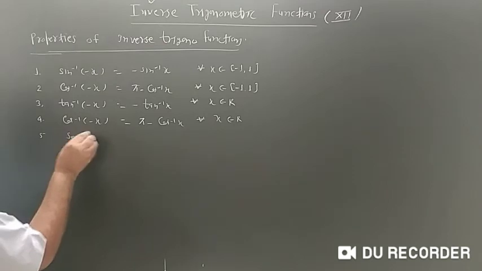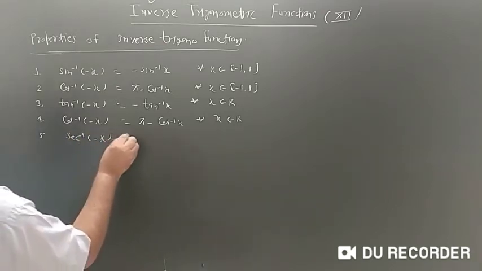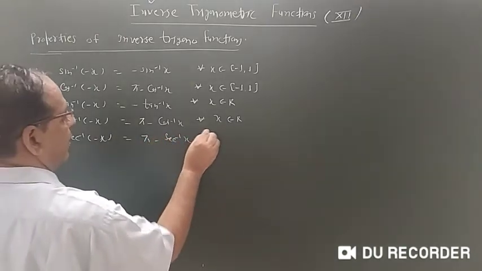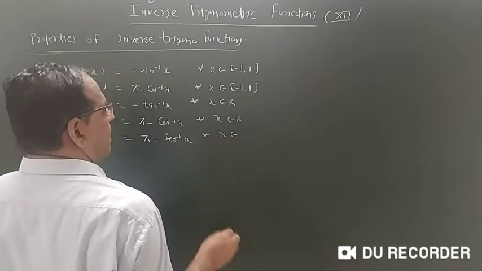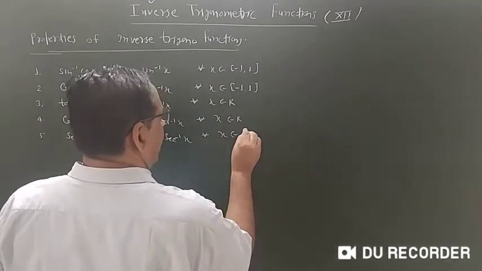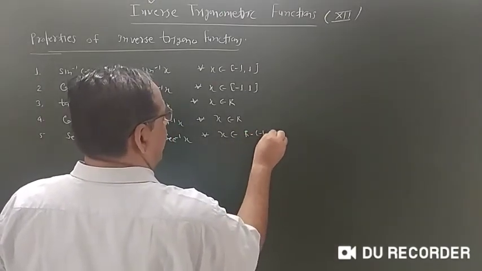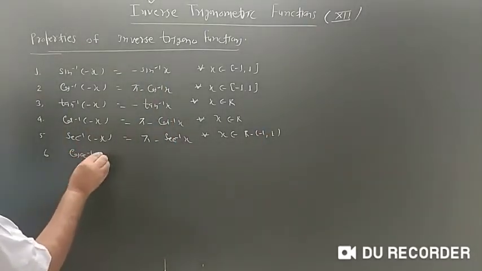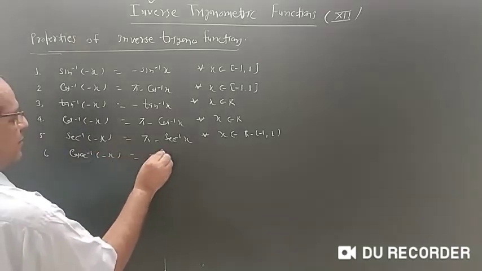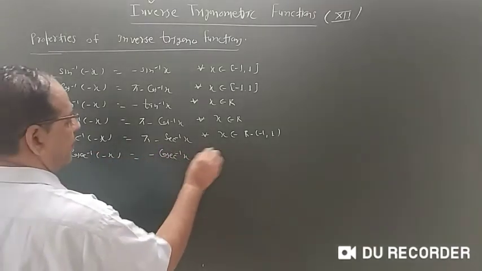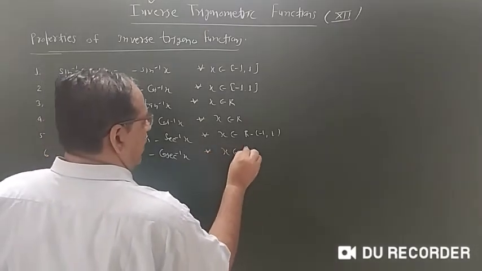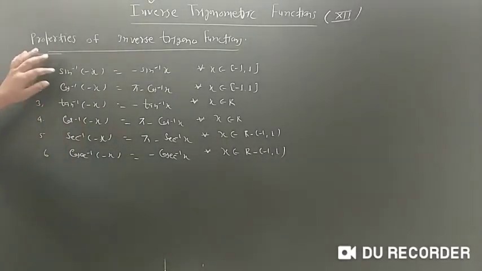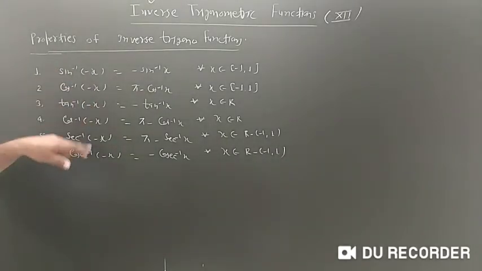Sec inverse of minus x equals pi minus sec inverse x for every x belonging to R minus (-1, 1), and cosec inverse of minus x equals minus cosec inverse x for every x belonging to R minus (-1, 1). So these are some more properties for the negative angle in inverse trigonometric functions.